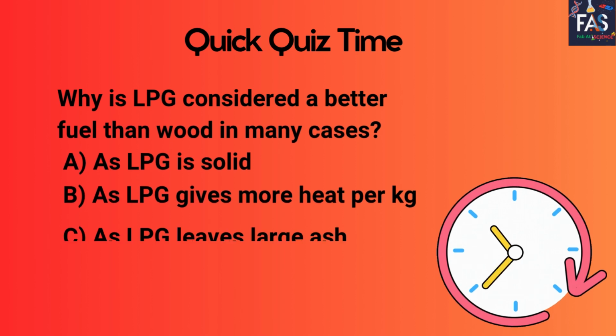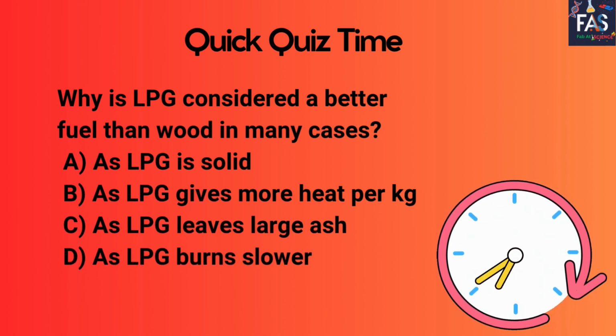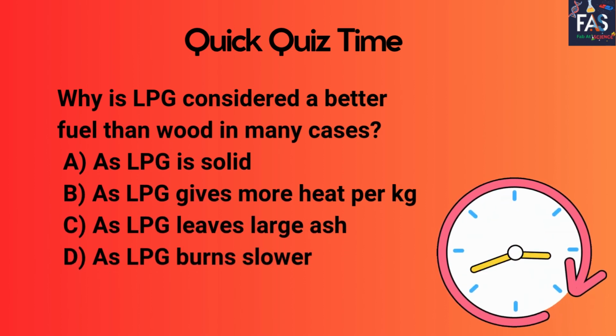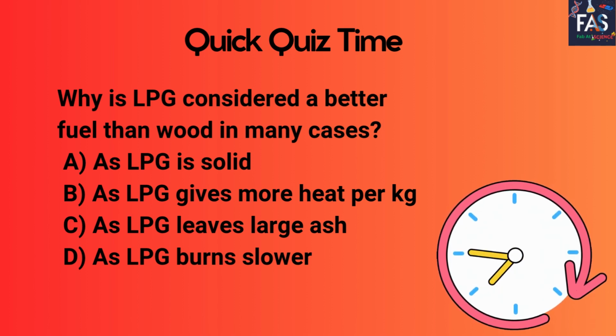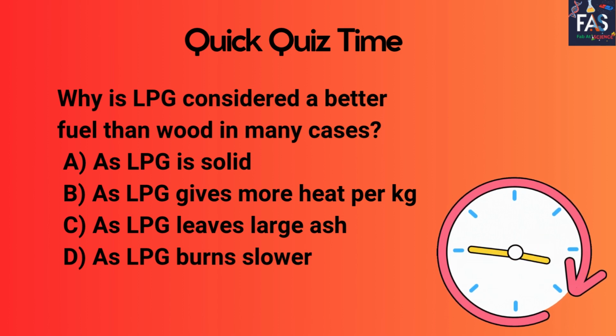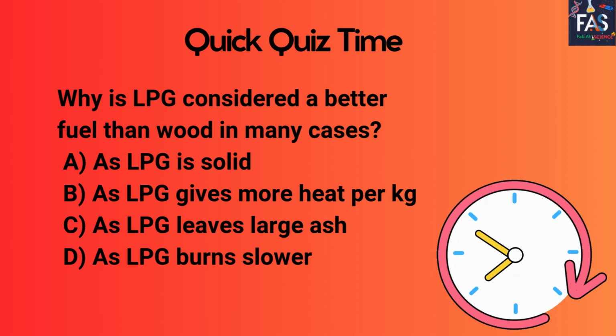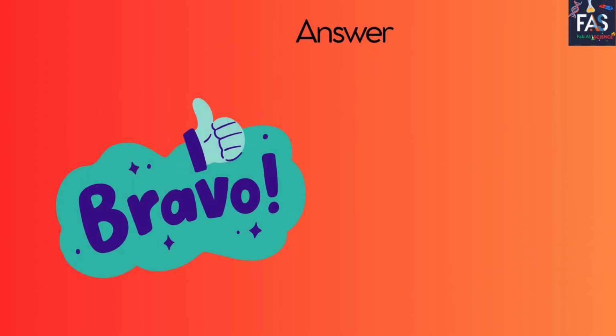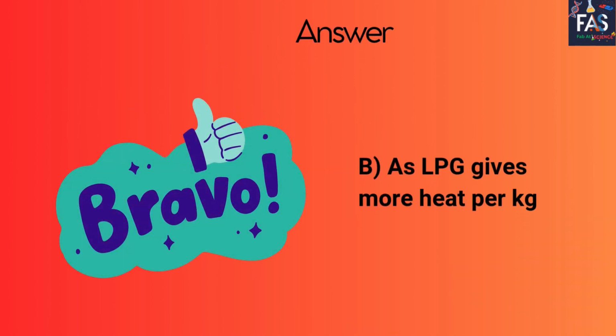Quiz time. Why is LPG considered a better fuel than wood in many cases? A. As LPG is solid. B. As LPG gives more heat per kg, that means higher calorific value. C. As LPG leaves large ash. Or D. As LPG burns slower. The key reason is B, as LPG has higher calorific value and burns cleanly compared to wood, which gives ash and smoke.